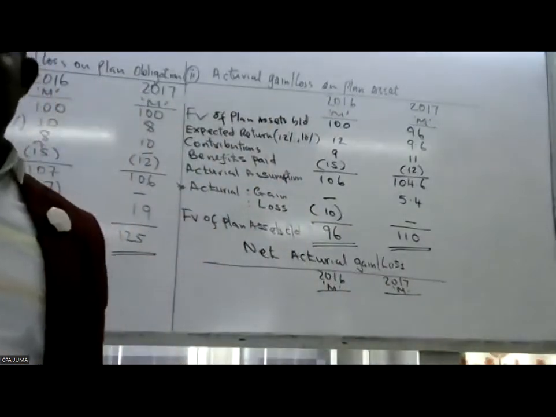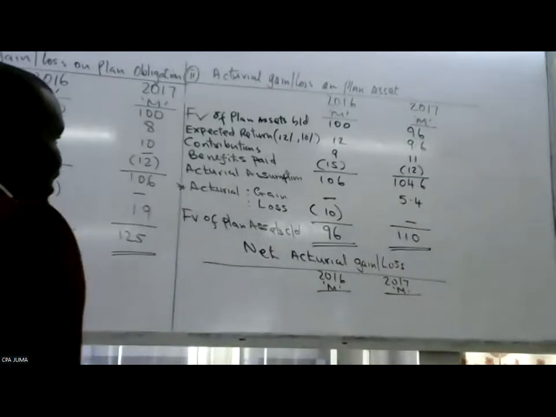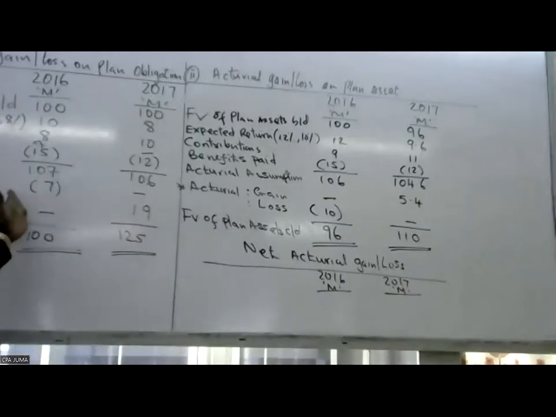So I want us to get the net actuarial gain or loss. Have that. So the net on the liabilities, in the same year 2016: on the assets we lost, on the obligations we gained. So you need to compress the two.